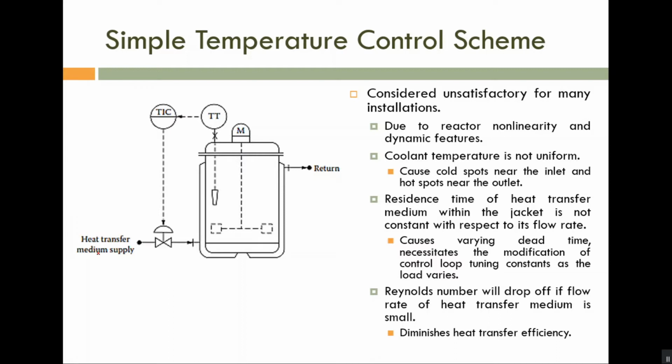And the second thing is Reynolds number. The effective heat transaction depends upon the Reynolds number. If the Reynolds number is small, effective heat transaction will not occur. So for effective heat transaction, the Reynolds number must be large. For that purpose, the flow rate of the heat transfer medium through the shell must be large. So this is the second problem associated with this particular simple temperature control scheme.